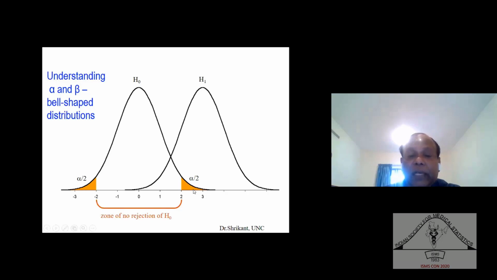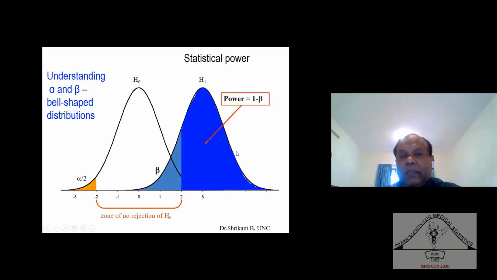And this is alpha by 2. Alpha error belongs to the null hypothesis and beta error belongs to the alternative hypothesis. Alternative hypothesis is rejecting the null hypothesis. Alternative hypothesis is related to rejecting the null hypothesis when it is true. Now, this is power. As I said, the power is associated with the alternative hypothesis. Now, this is power. This is the beta error.